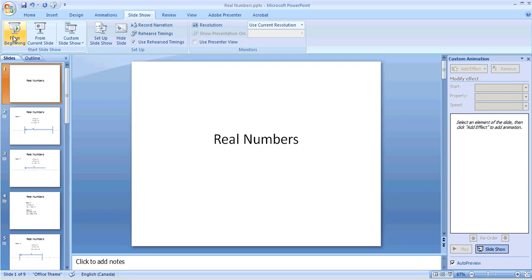Let us look at real numbers. Here we have a number line. Any number to the right of 0 is positive. Any number to the left of 0 is negative. For example, minus 1.999 is to the left of 0. It is very close to the number minus 2.